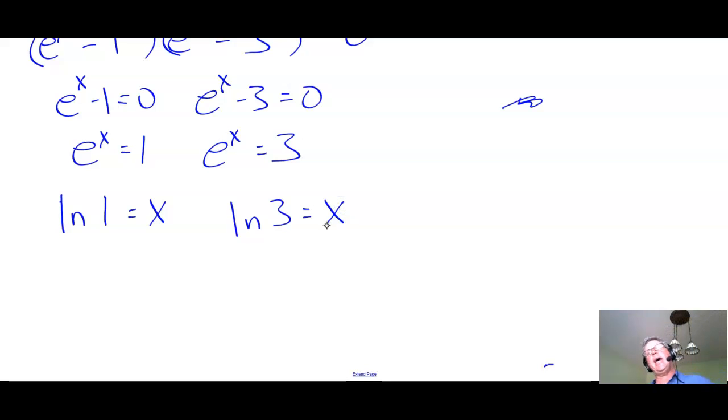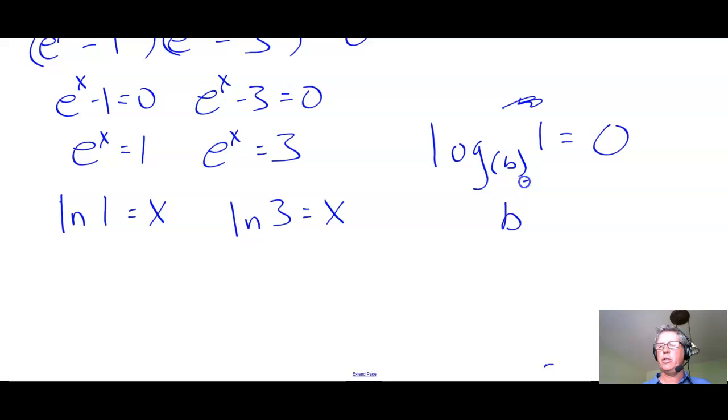There are a few things that you have to memorize, and that is the log of any base of 1 always equals 0. Because what are you saying here? You're saying b to the what is equal to 1. Well, the only thing that makes that 1 every time is when that is 0. Okay, so I can say 0 is equal to x, or the natural log of 3 is equal to x.